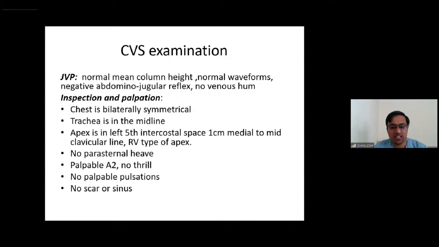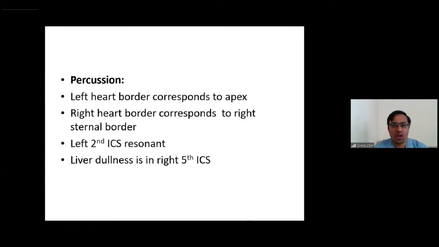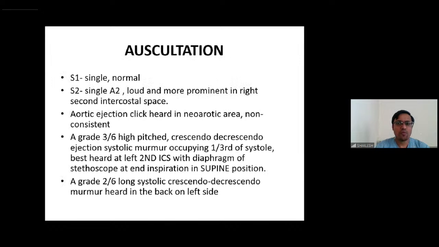Palpable A2 is present, no thrill, no palpable pulsations, and no scar or sinus. On percussion, the left heart border corresponds to the apex. The right heart border corresponds to the right sternal border. The left second intercostal space is resonant, and the liver dullness is in the right fifth intercostal space.